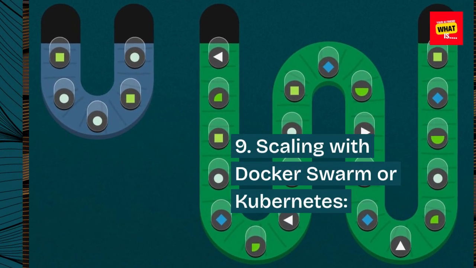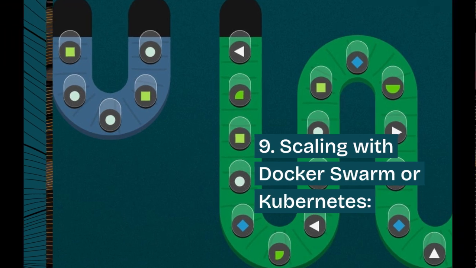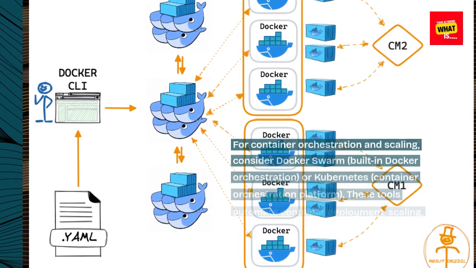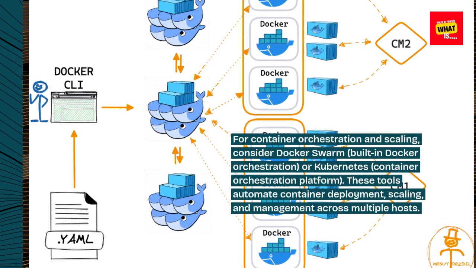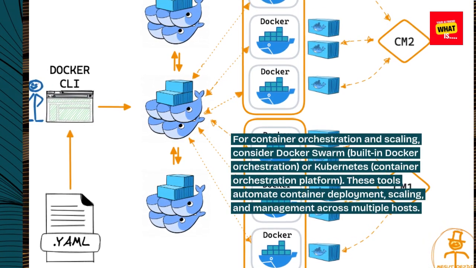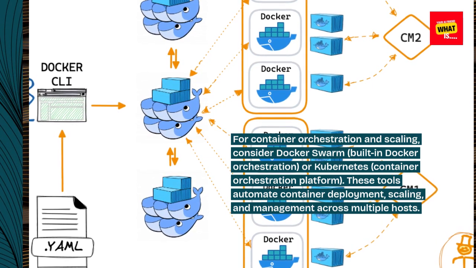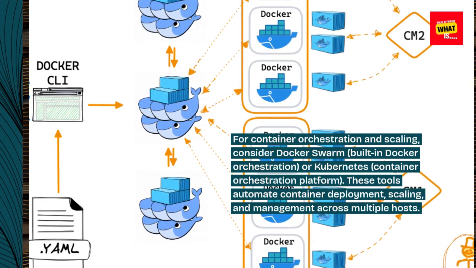9. Scaling with Docker Swarm or Kubernetes. For container orchestration and scaling, consider Docker Swarm, built-in Docker orchestration, or Kubernetes, a container orchestration platform. These tools automate container deployment, scaling, and management across multiple hosts.